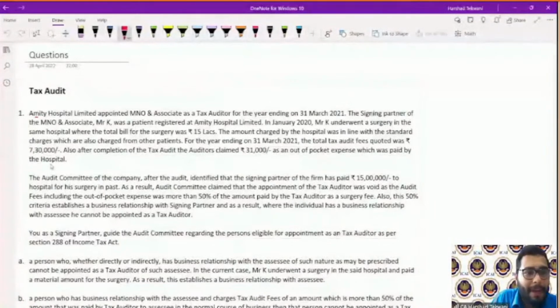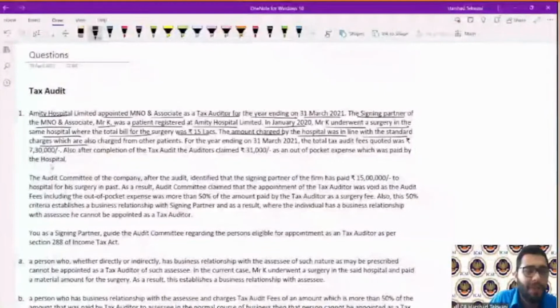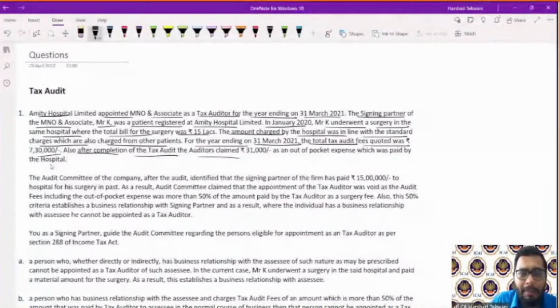First, Amity Hospital. Amity Hospital Limited appointed MNO and Associates as a tax auditor for the year ending 31st March 2021. The signing partner of MNO and Associates, Mr. K, was a patient registered at Amity Hospital Limited. In January 2020, Mr. K underwent a surgery in the same hospital where the total bill of the surgery was 15 lakh. The amount charged by the hospital was in line with the standards charged from other patients. For the year ended 31st March 2021, the total tax audit fees quoted was rupees 7,30,000. After completion of the tax audit, the auditor claimed 31,000 as an out-of-pocket expense, which was paid by the hospital.